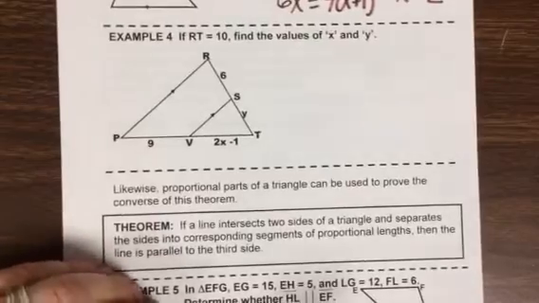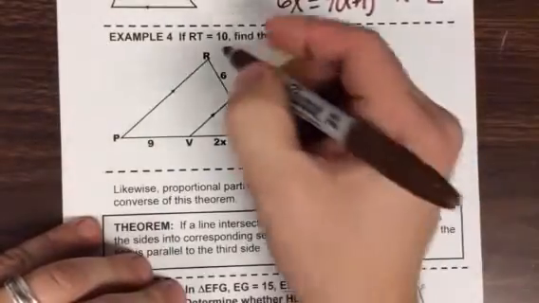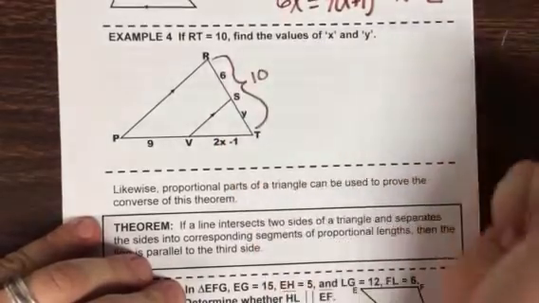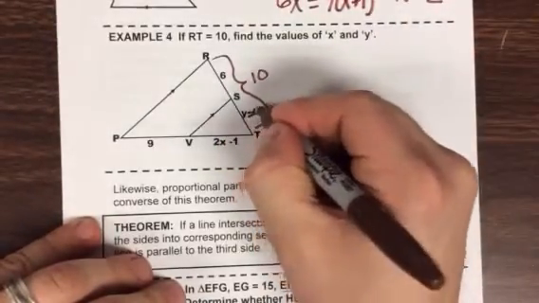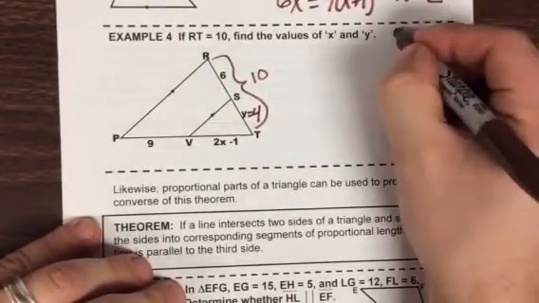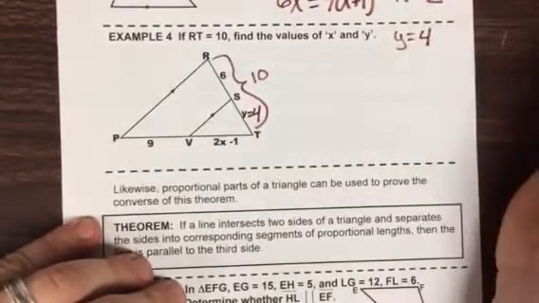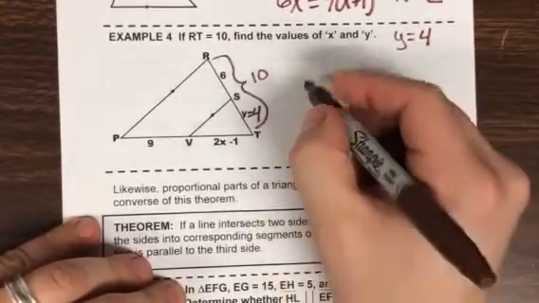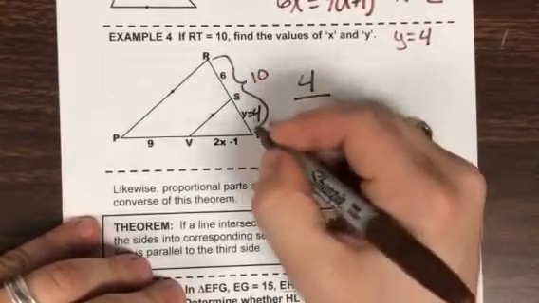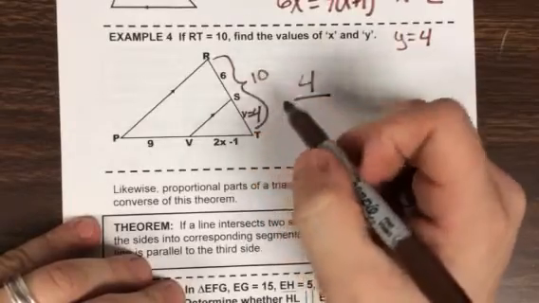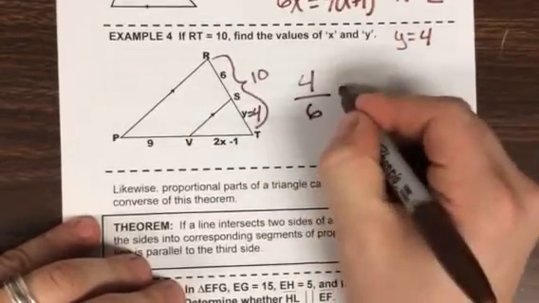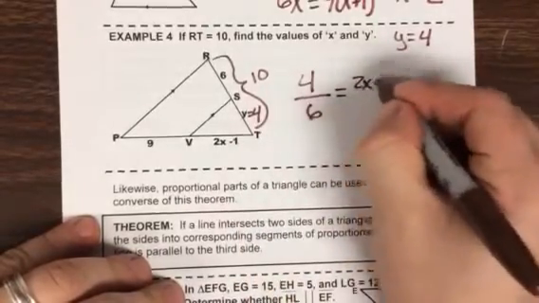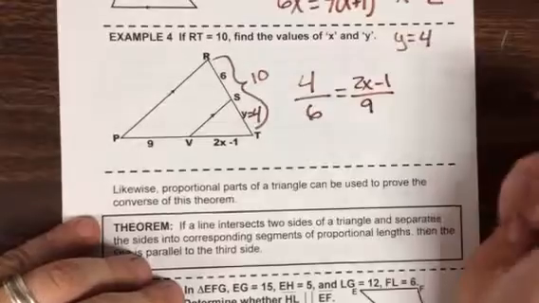Looking down at example number 4. RT is 10. So now before I do any math, I know that y must be 4, which is part of my answer. And then they're asking us to solve for x. Well, I'm going to do it the same way. ST is 4 over 6 equals VT, which is 2x minus 1 over 9.